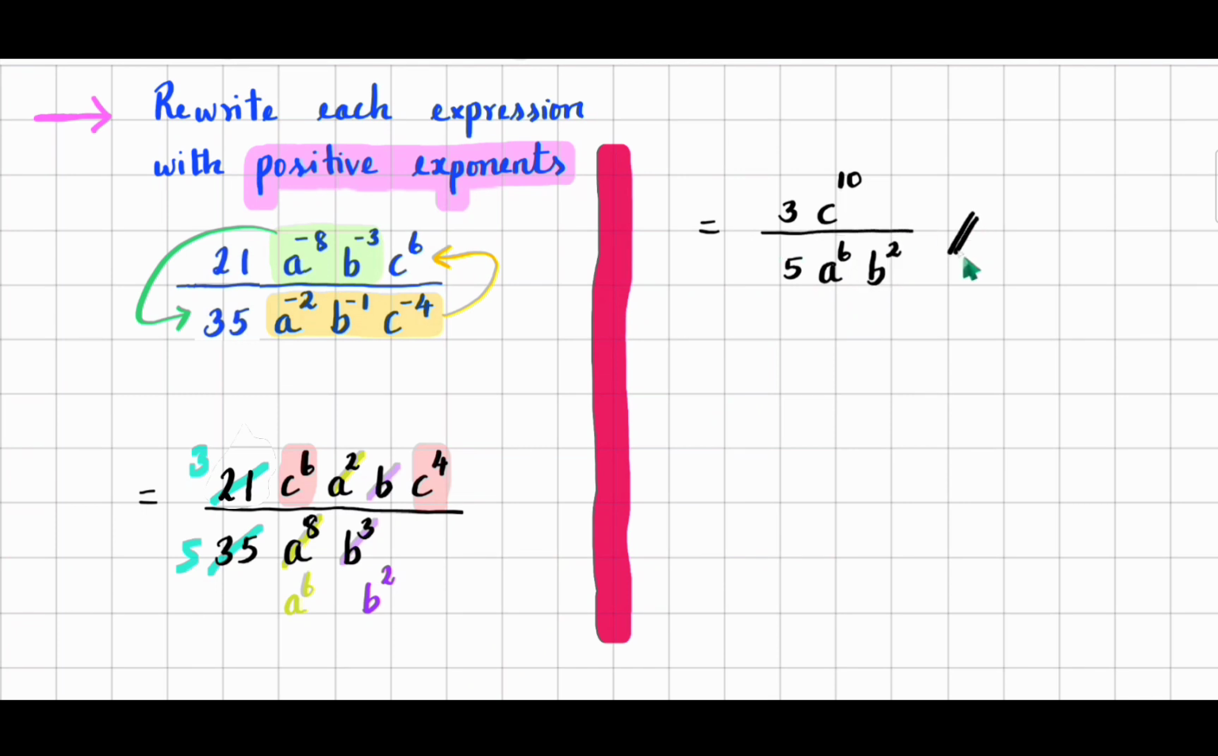And that's it. Since we have rewritten all the negative exponents to positive exponents, we can't simplify further.